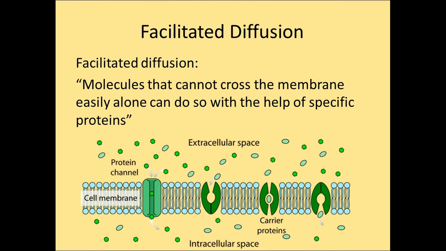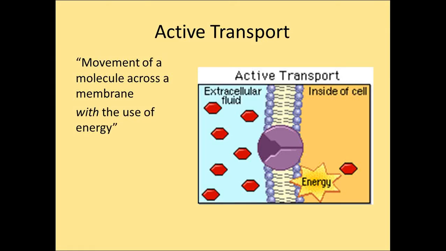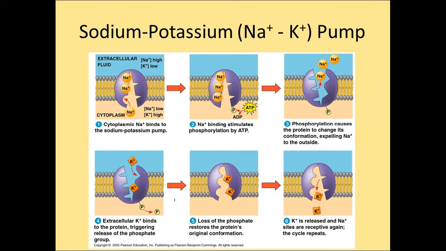The opposite of passive transport is active transport. In this case, we'll be moving a molecule from low concentration to high concentration using energy. One of the active transport systems that is very important to the cell is the sodium-potassium pump. Sodium and potassium are necessary for proper cell functions.